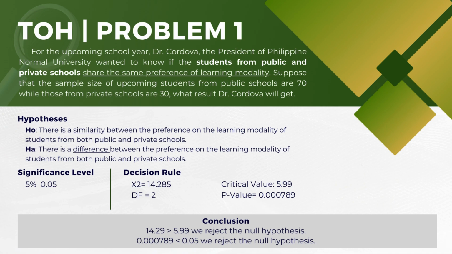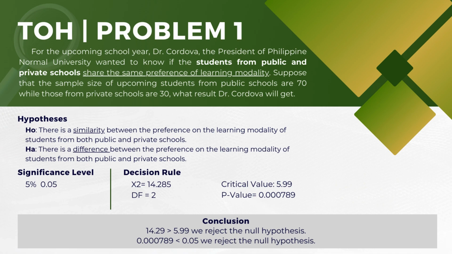Going back to our presentation, the significance level is again at 5% or 0.05. The values we have computed under the decision rules are chi-square result, which yields 14.285 or 14.29, and the degrees of freedom equals 2. Our critical value is 5.99, which is based on our significance level and degrees of freedom. Our p-value, on the other hand, is 0.000789.